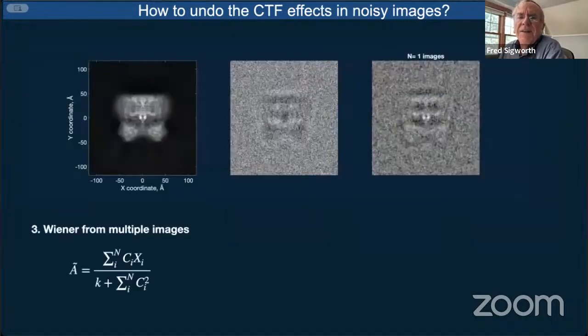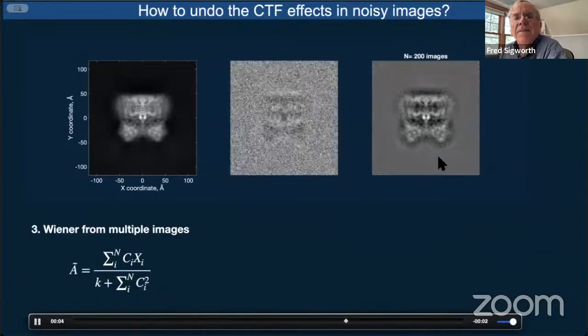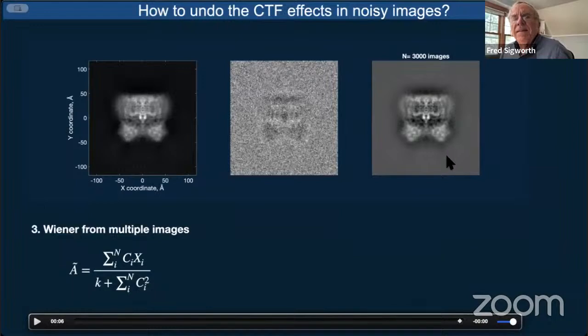But let's try combining information from multiple images. So in that case, here's what the Wiener filter looks like. We sum together contrast transfer function times an image, and we do the same thing in the denominator. We sum up the CTF squared, and we have an appropriate Wiener constant. And as we add together more and more of these images' contributions, we get a nicer and nicer reconstruction of the original. It's not perfect, but we're definitely getting there.